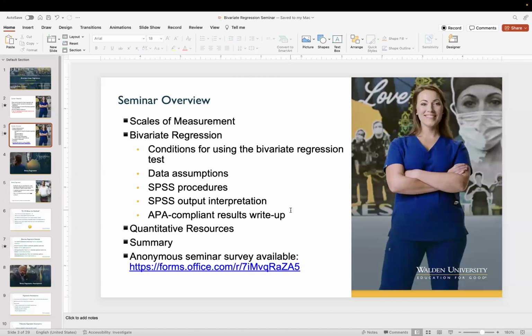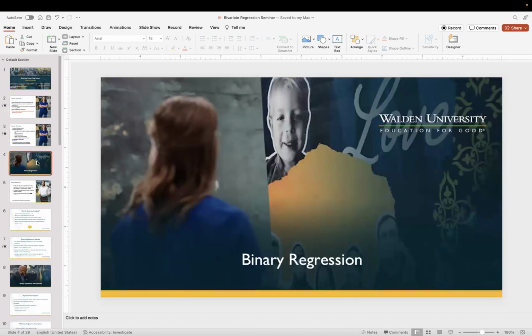You may be asked to provide additional information or do some things quite differently, but again, these are the very basics here. We'll talk about some quantitative resources that you'll be pointed to, to continue your quantitative journey. I'll summarize, and then we'll talk about the quick survey. Okay, so let's get to the matter.